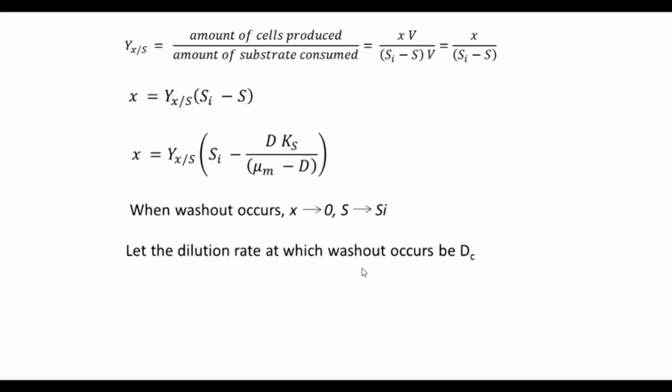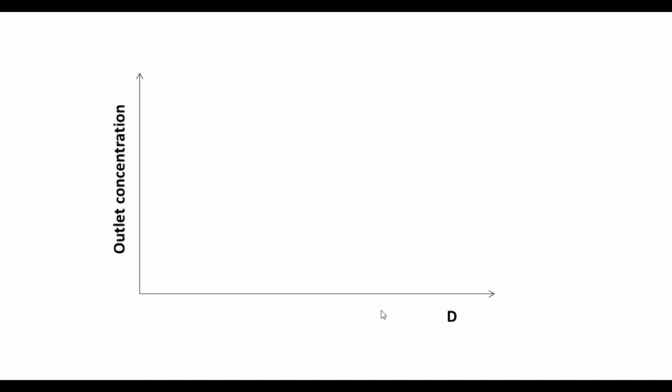Let the dilution rate at which washout occurs be Dc, or the critical dilution rate. From the Monod model, mu m into Si by Ks plus Si must be equal to Dc, because at Dc, S tends to Si, the concentration in the inlet stream. Therefore, we are replacing S with Si. Mu m Si by Ks plus Si is Dc, and if we plot the outlet concentration versus the dilution rate, it is this expression.